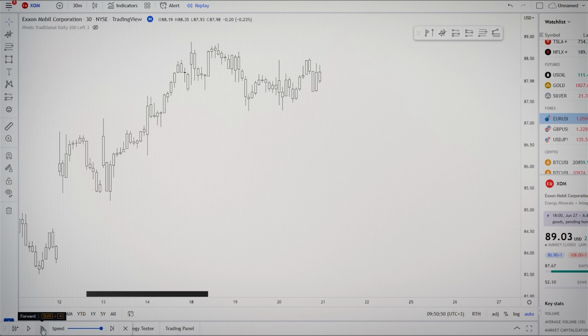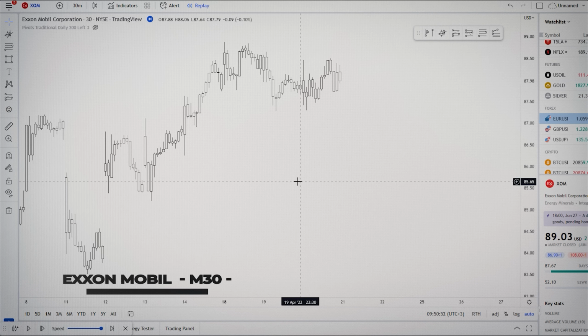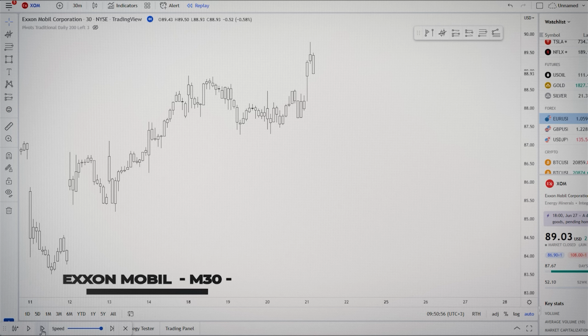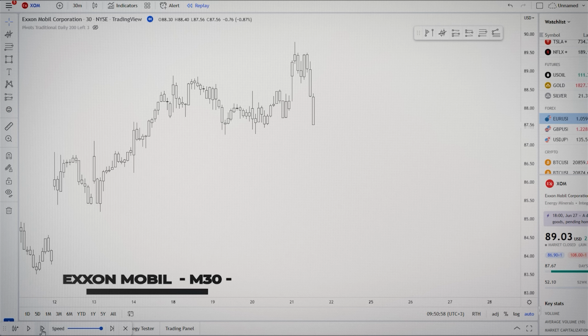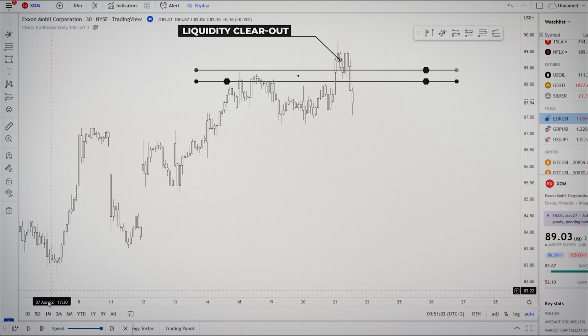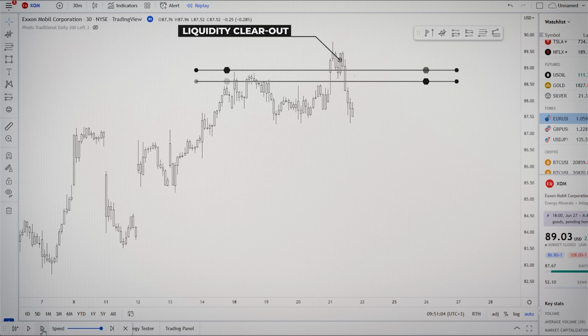We are looking at Exxon Mobil on the 30-minute time frame. Price was in an uptrend, made the last push higher above the previous swing high, but immediately reversed lower. This looks like a liquidity clearout, with many orders above this area.